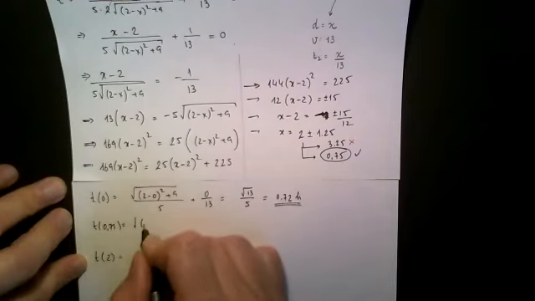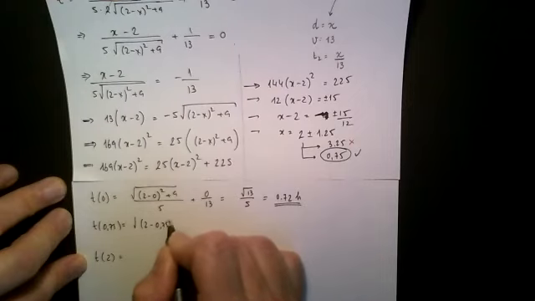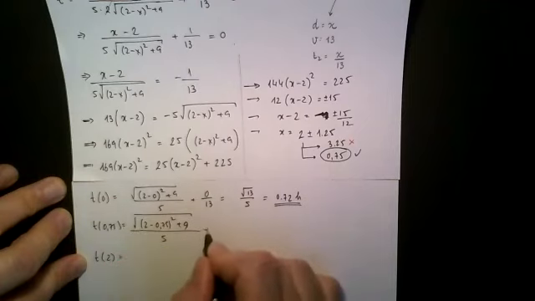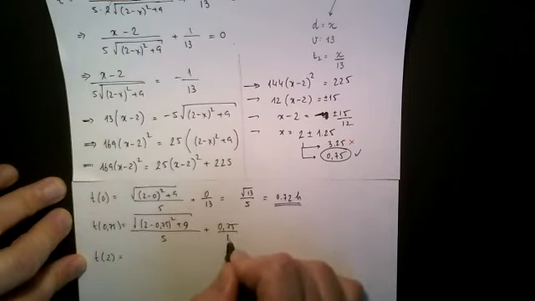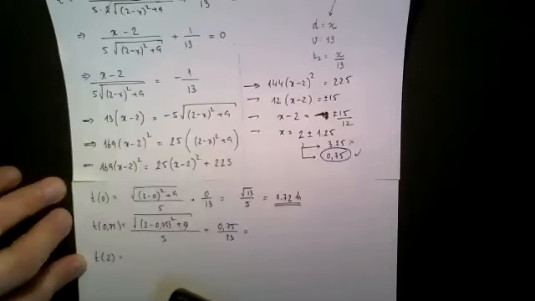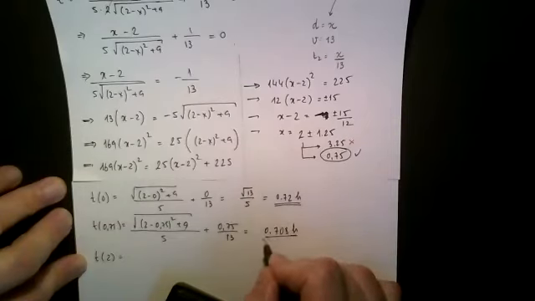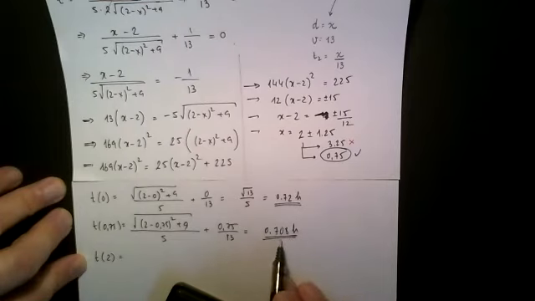So square root of (2 - 0.75)² + 9 over 5 plus x, which is 0.75 over 13. Okay, so let's calculate this. 1.25 squared plus 9, square root, divided by 5, plus 0.75 divided by 13. So 0.708 about hours. Okay, so for now, he's the fastest.